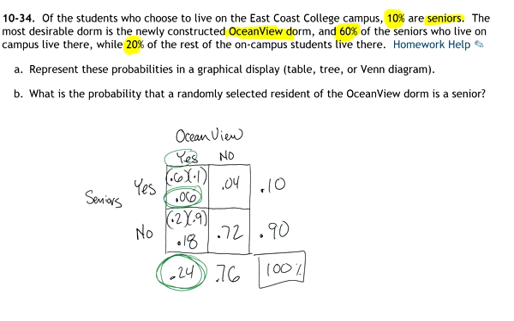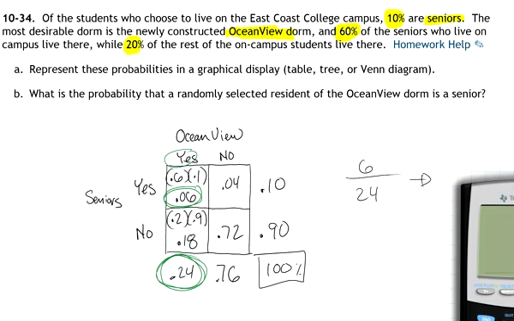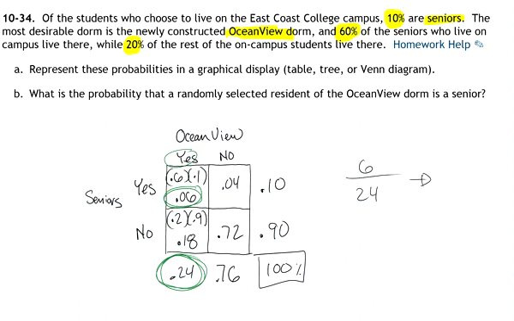So I'm looking at, and I guess I'll write these as percent. So it looks like it's 6% out of the 24%. So if I express that as a percent, 6 times 4 is 24, so this does reduce to 1/4. So I would say that probability is 25%.